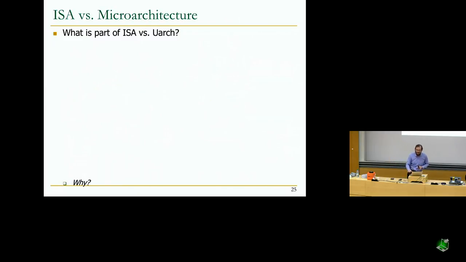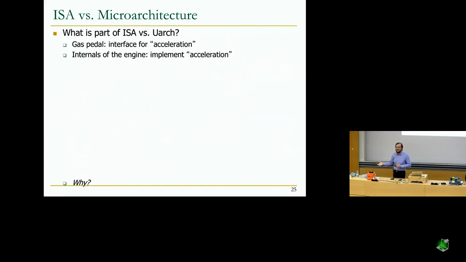I like the example of cars. A lot of the cars have a very similar interface, right? The gas pedal is an interface. That's the interface for the acceleration, right? But internally, the engine implements acceleration in some way. And that's different if you're driving a Volkswagen versus, I don't know, a Ford, right? Internally, it's completely different. It's hidden from the user. So that's the difference between ISA and microarchitecture.